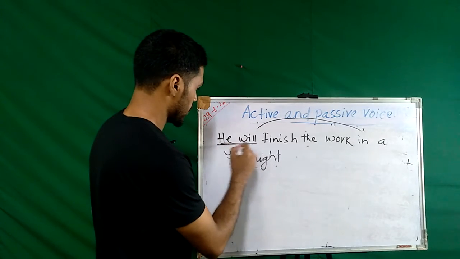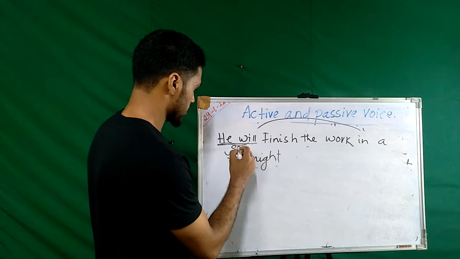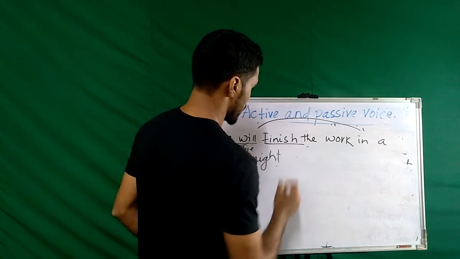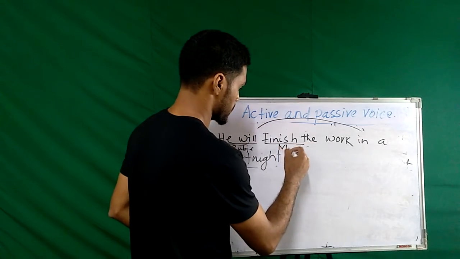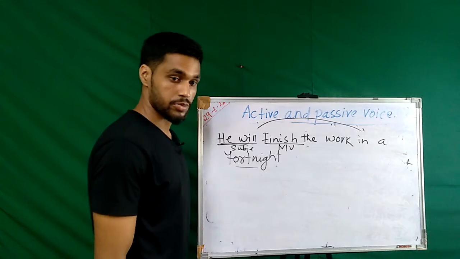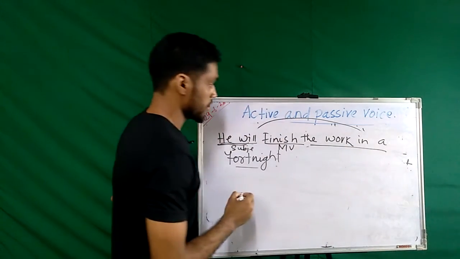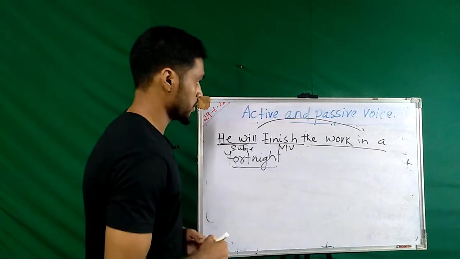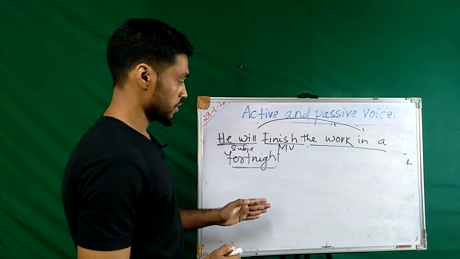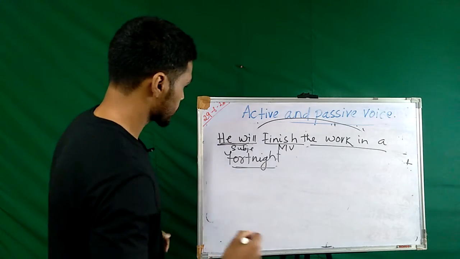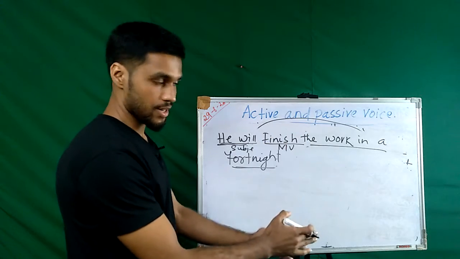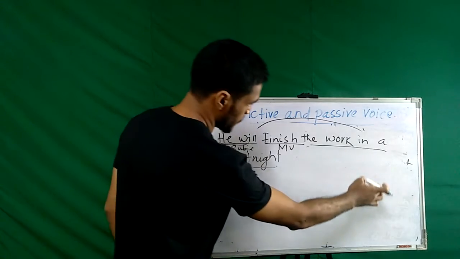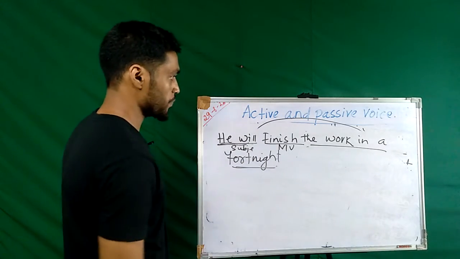So, he is the subject, right? And finish is the main verb. And what is the object here? The work in a fortnight, right? This is the first step that we followed, and the second step is we have to exchange the subject and object. And what does that mean? We have to write the subject in the place of object and object in the place of subject, right?